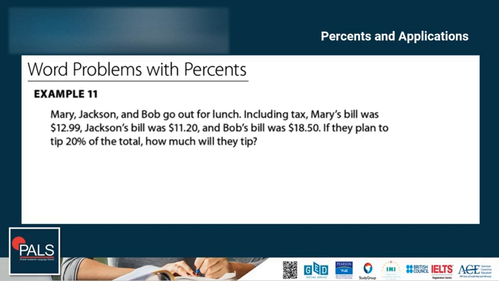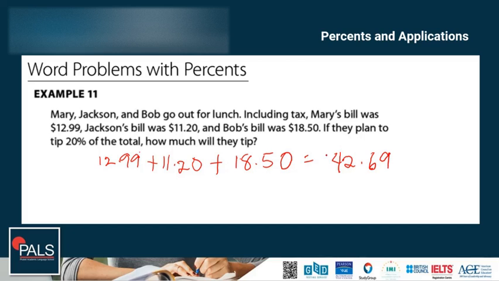So the question has two parts: finding the total bill and then finding the amount of the tip. So let's find the total first. So let's add the bills. 12.99 plus 11.20 plus 18.50. And the answer is $42.69.